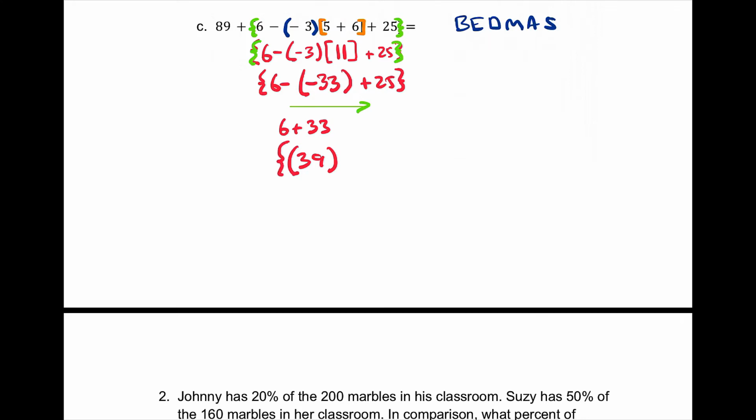I'm still inside that squiggly, plus 25 inside the squiggly, and 39 plus 25 is going to be 64. So I've got a 64 that were inside those squiggly brackets. Now I got to remember, don't forget to bring this stuff down right there. So I have an 89 plus 64. So an 89 plus 64 is going to be 153, and that will be our final answer.